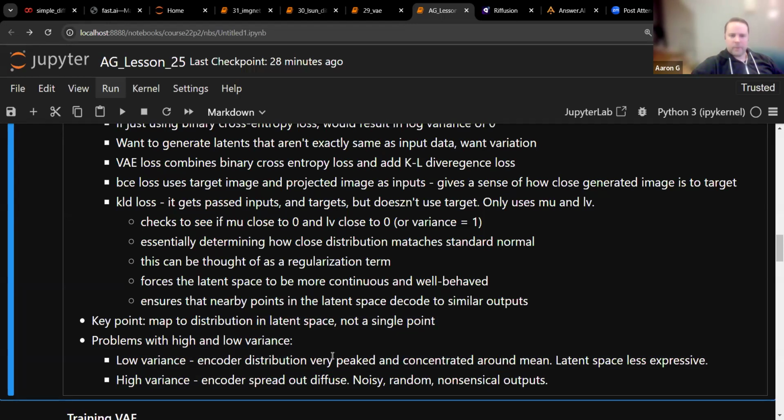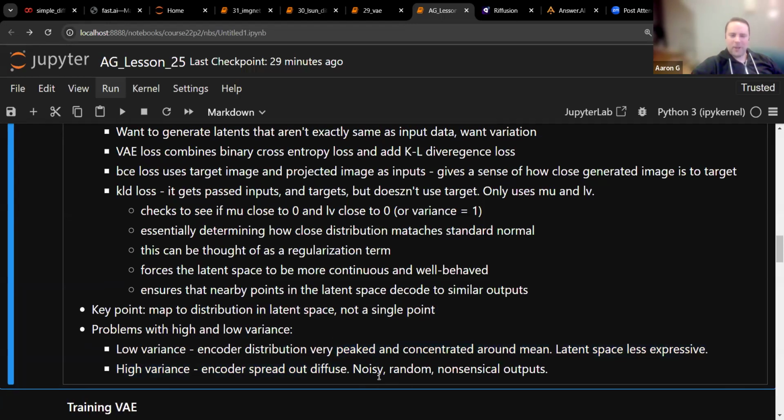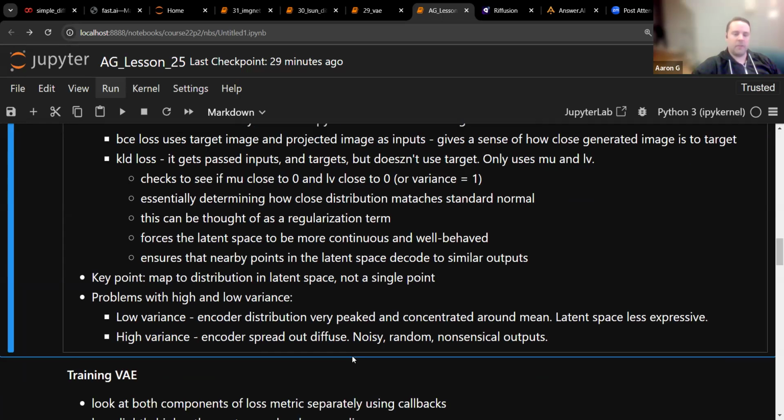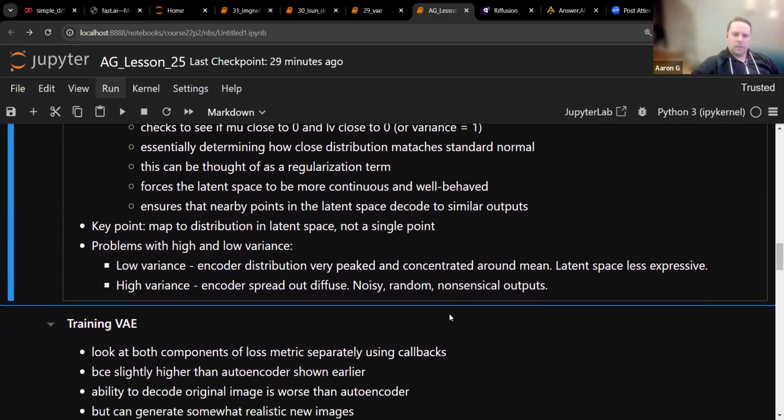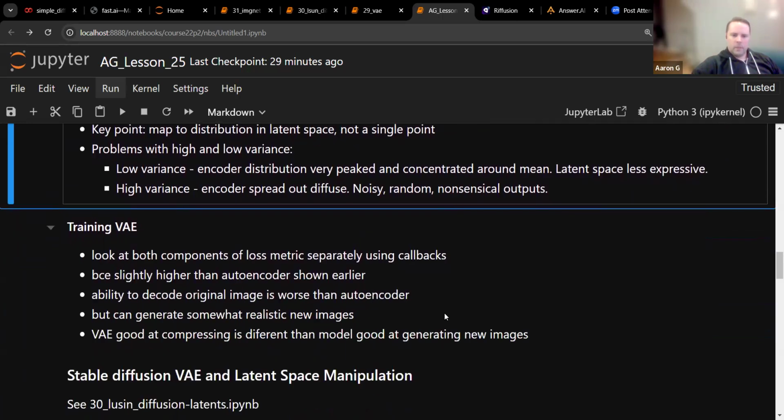And then Jeremy asked Bing a question about problems with high and low variance. Like, I wouldn't use Bing anymore, right? I go straight to Gemini or ChatGPT. But yeah, problems with high and low variance. This obviously makes sense. If you have too low variance, you're not going to really have expressive output. Everything's going to look the same. If the variance is too high, you're going to get nonsensical outputs. It's way too noisy. Okay.